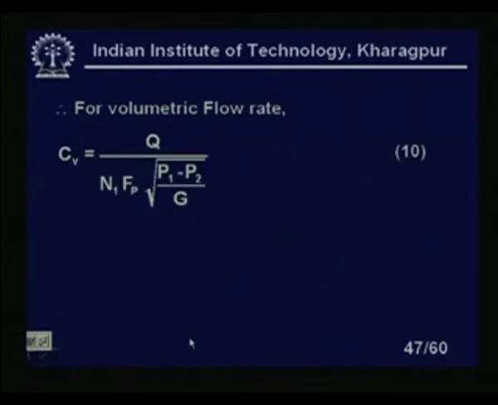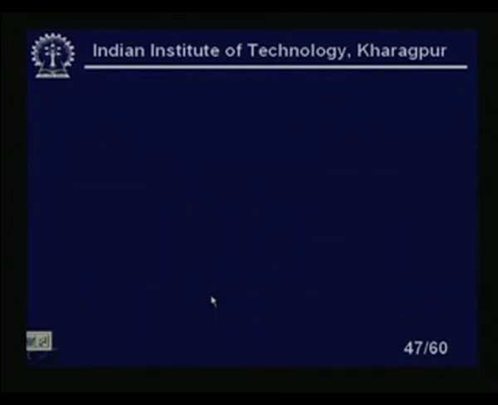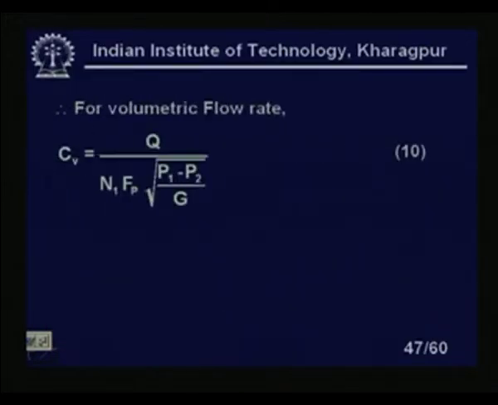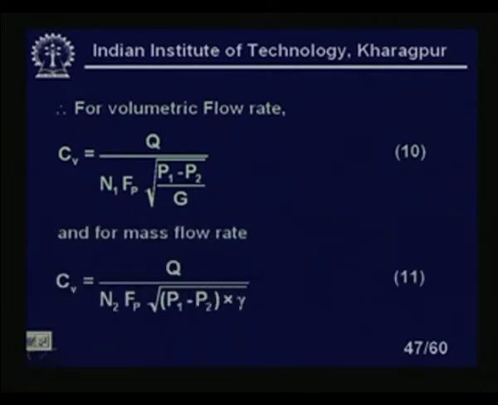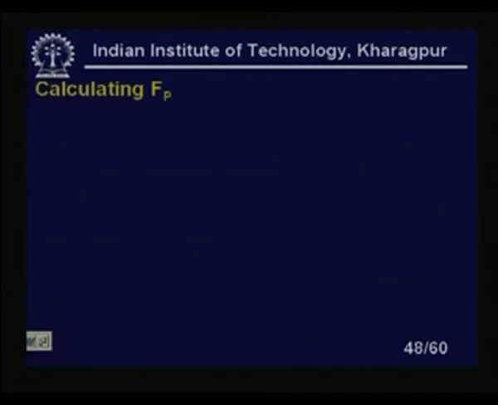For volumetric flow rate, I can write Cv equal to Q upon N1 Fp under the square root of P1 minus P2 by G. G is the specific gravity, as I told you. And for mass flow rate, we write Cv equal to Q upon N2 Fp under the square root of P1 minus P2 into gamma. Gamma in that case will be density.